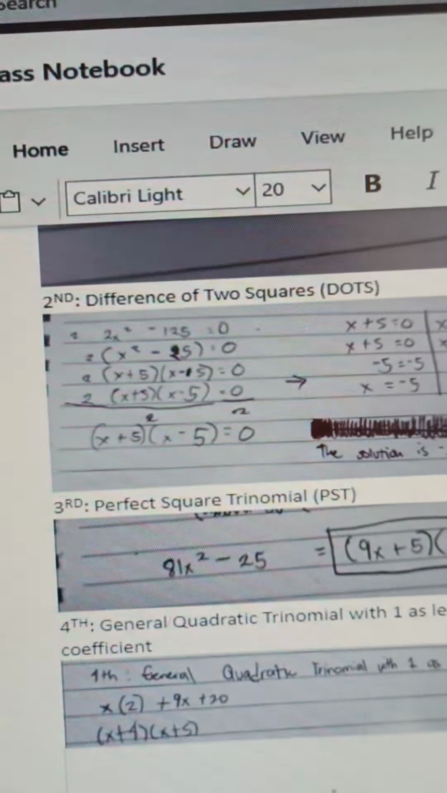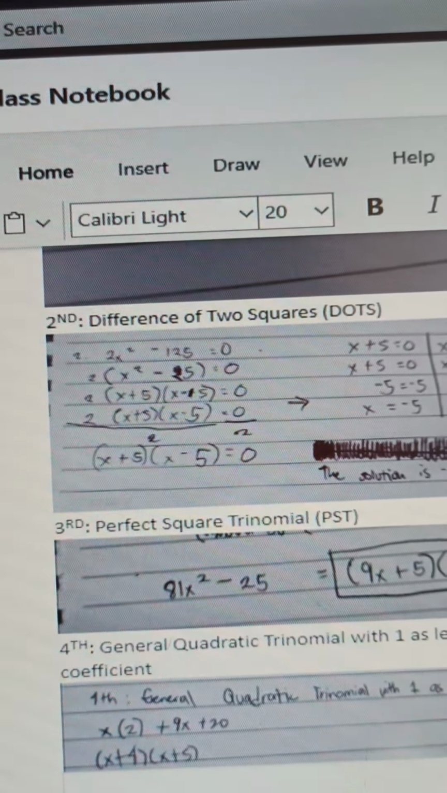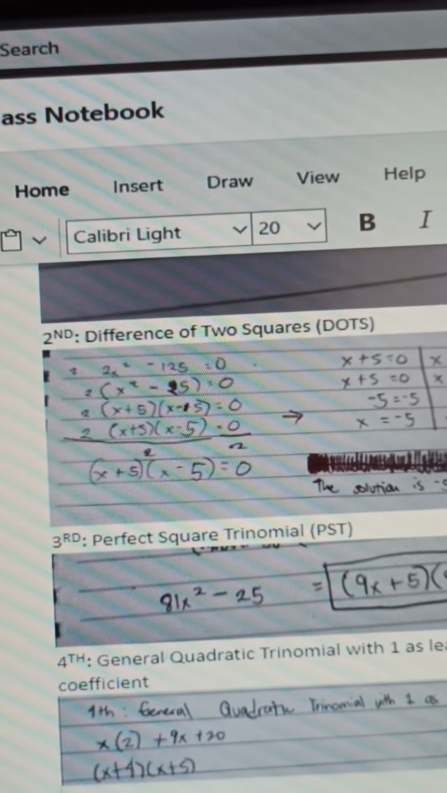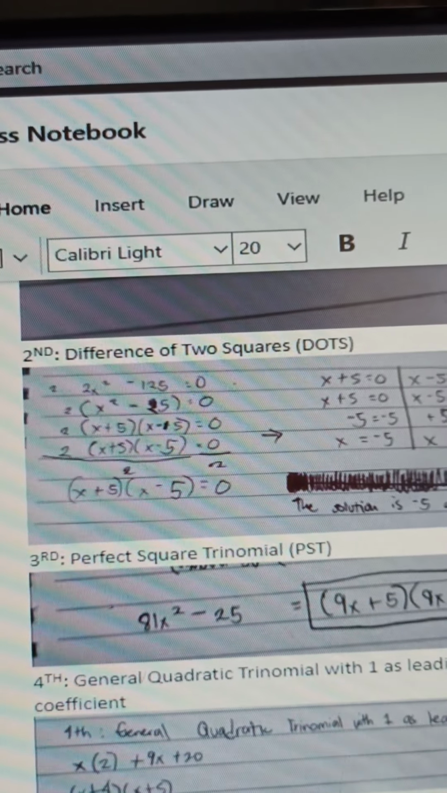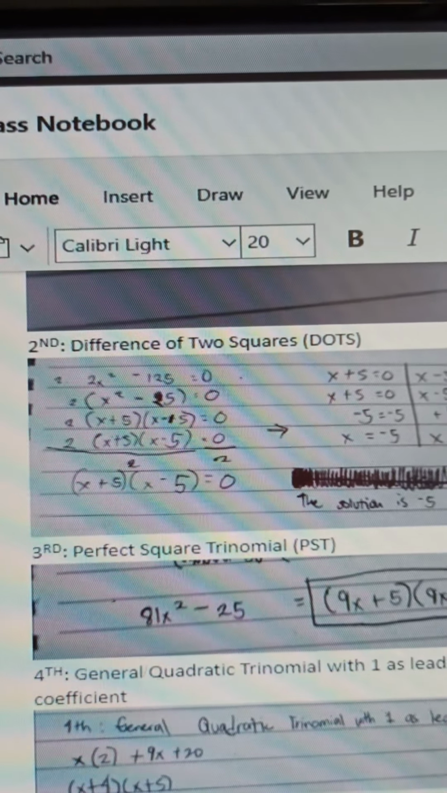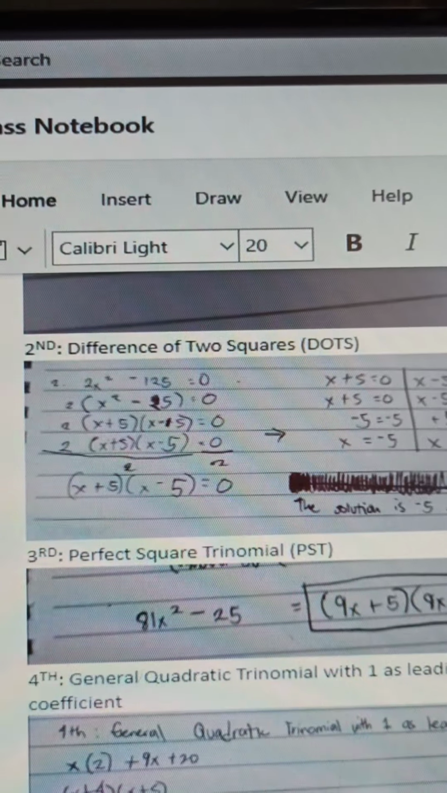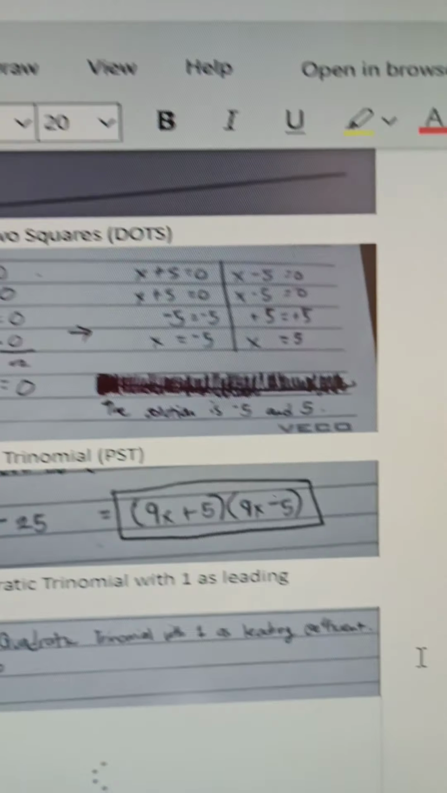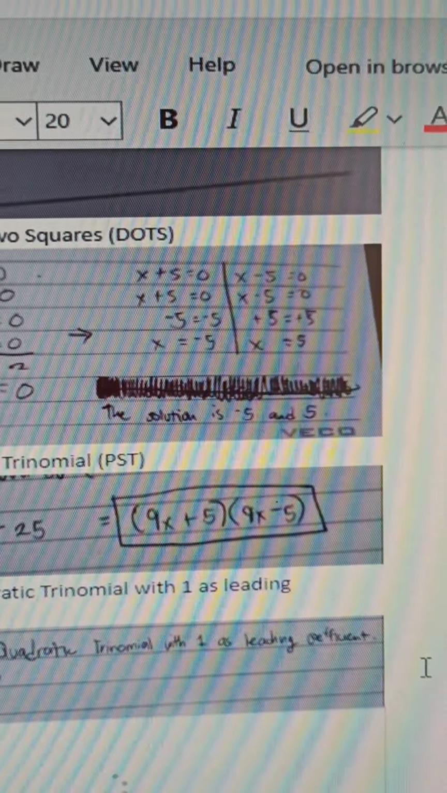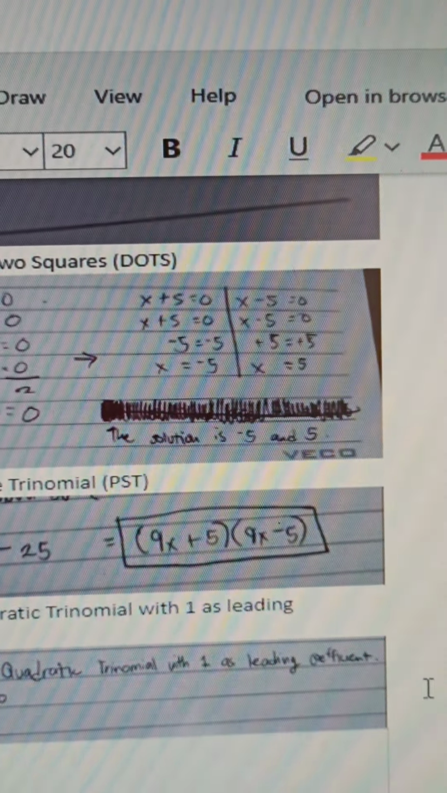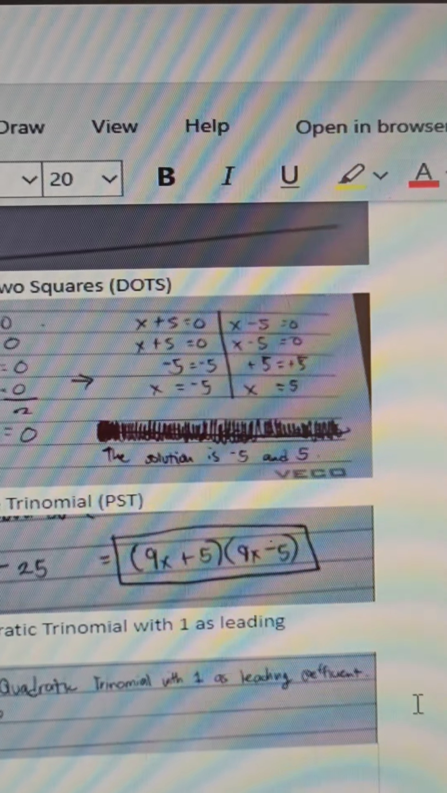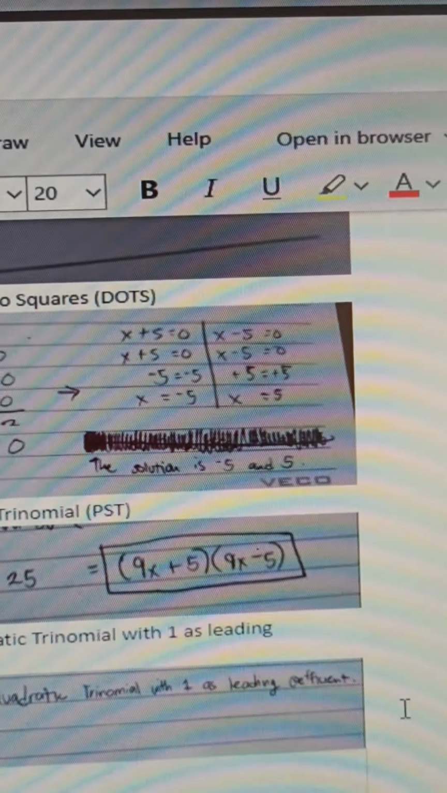We will divide by 2 so that the 2 on the outer side will be cancelled, and it will become x plus 5 and x minus 5 equals 0. On the left side we have x plus 5 equals 0, and on the right side we have x minus 5 equals 0.